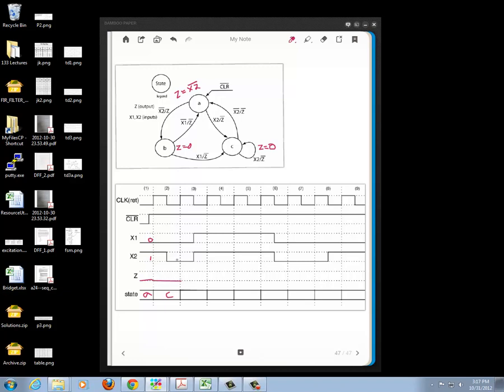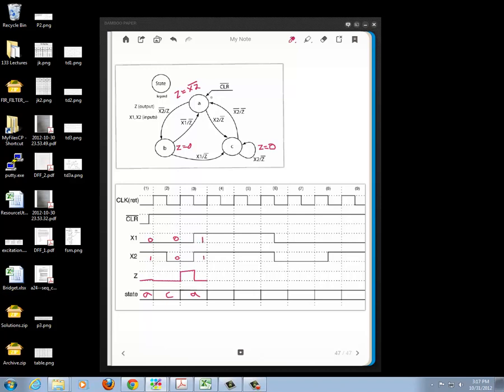And now we need to figure out where we're going to go next. So here we're in state C and we have a 0, 0. So in state C, X2 is a 0 and X1 is a 0. Here we're only depending on X2, so we take the X2 is 0 path and we're going to go to state A. And in state A, Z is not X2, so X2 is low, so Z is high here, and then it's low.